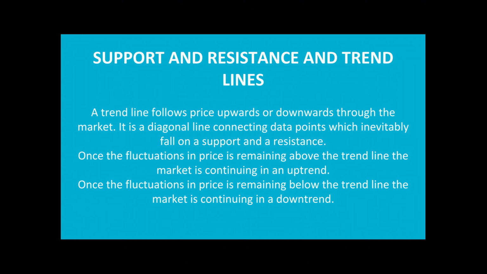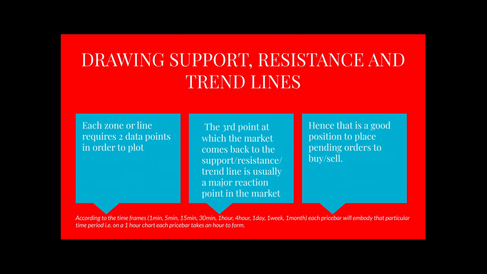So once the fluctuation in price is remaining above the trend line, the market is continuing in an uptrend, and once the fluctuations in price are remaining below the trend line, the market is continuing in a downtrend. Only when the price crosses a trend line can you say, okay, the trend is over and price is reversing. So it's really good that you know how to identify trends and plot them on the chart.